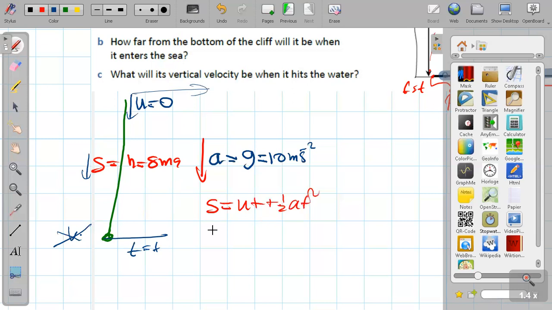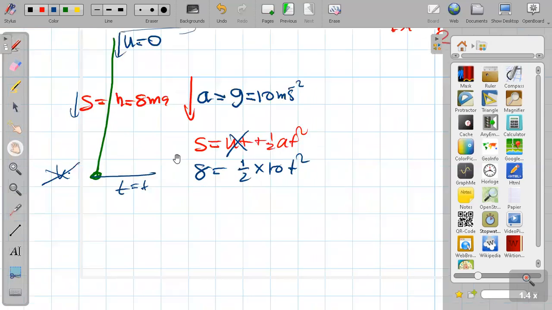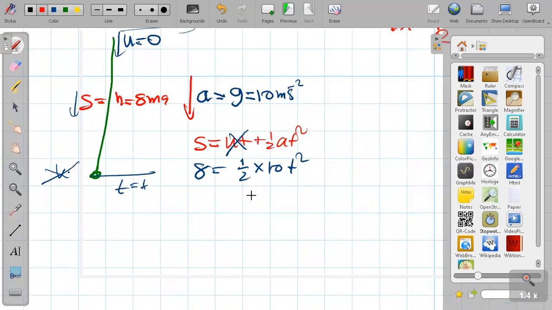Right, the height here I know already. 8 equals, u is 0, half into 10 into t square. Right. What can I do? t square equals 1.6, so t is the square root of 1.6. Right? Square root of 1.6.